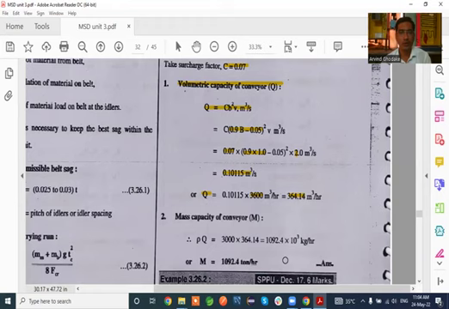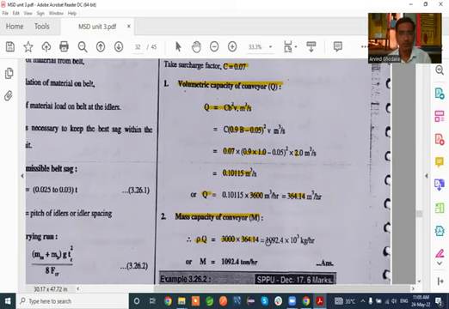Next, we are going to calculate the mass capacity of the conveyor. The mass capacity of the conveyor is given as M is equal to rho into Q. That is nothing but the density of the material into the volumetric capacity of the material. So 3000 is the mass density of the material, and 364.14 meter cube per hour is the volumetric capacity of the conveyor.